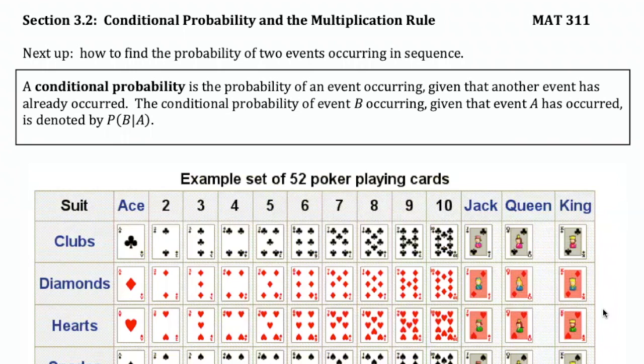In section 3.2, we're going to learn how to find the probability of two events that occur in sequence, one after the other. This is usually referred to as a conditional probability, which is the probability of an event occurring given that another event has already occurred. So the conditional probability of event B happening, given that event A has happened, is denoted by, and you'll see the notation here, the probability of B given A is how we read that notation.